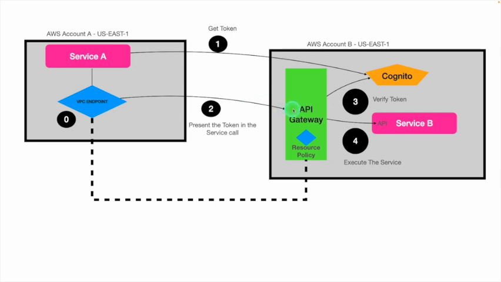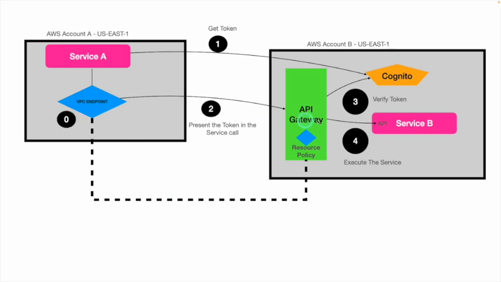So when the request lands in the API gateway, the API gateway is going to validate the token against Cognito, and if the token is valid, it will let the request go through. Otherwise, it's going to stop it here, thus acting as some kind of an authorization layer over here, right?